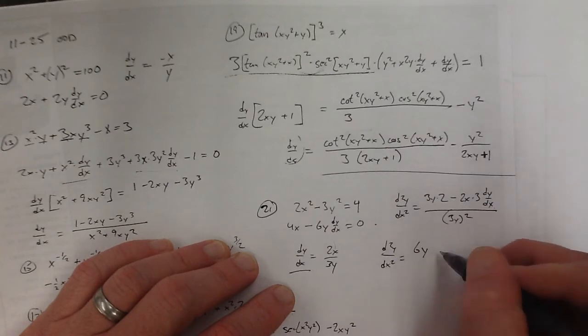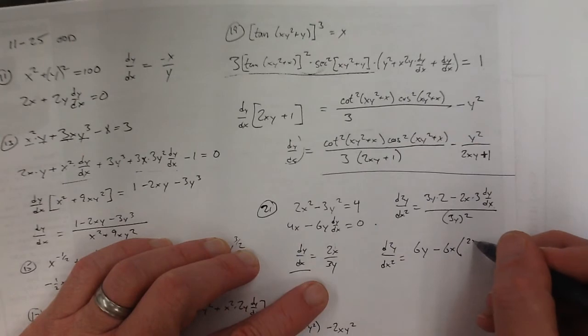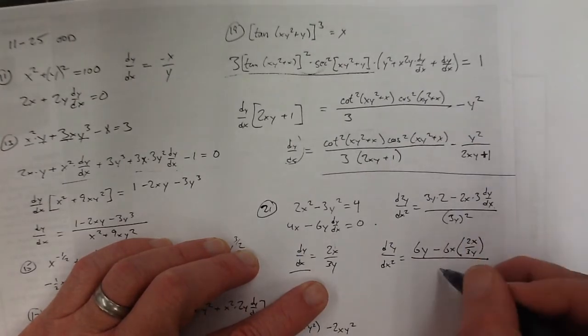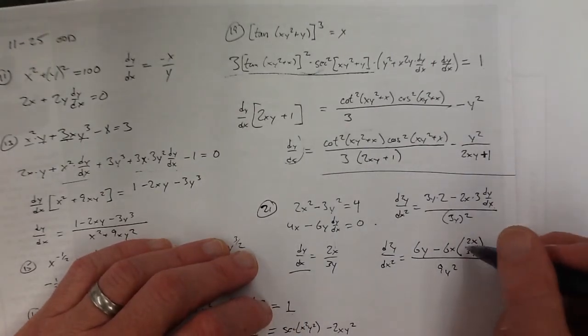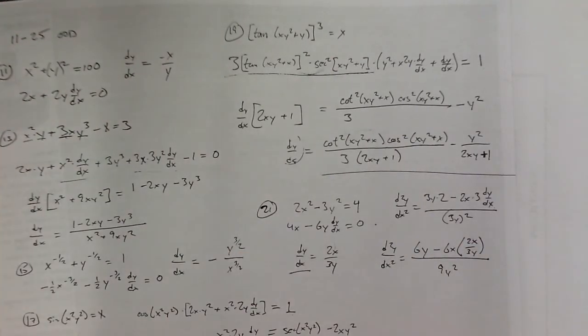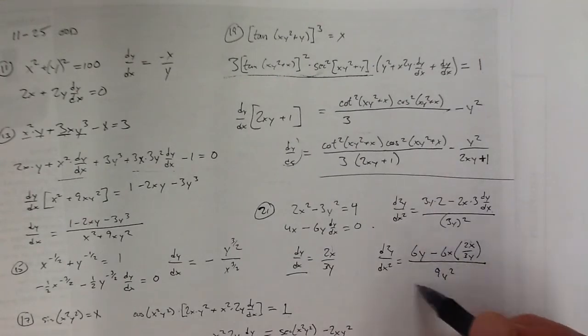So 6y minus 6x times 2x over 3y over 9y squared. And you're not allowed to have a fraction inside of another fraction. That's called a complex fraction, and it's really to be avoided if at all possible. In fact, you could say that there's a rule against that, and when you break a rule, that is called an infraction, so that you could say that this is a fraction infraction.